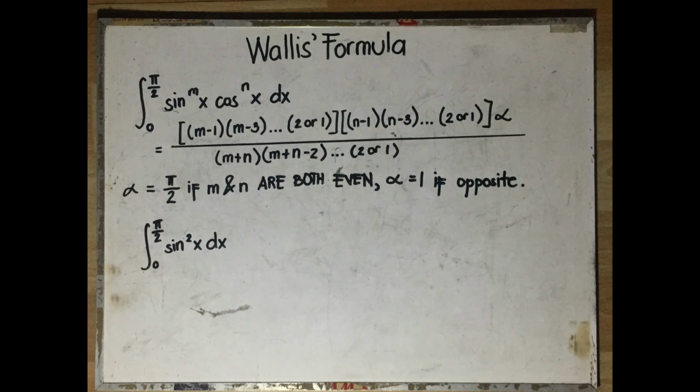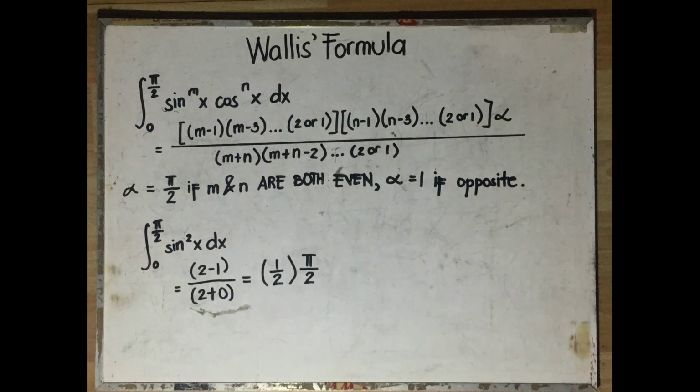Here comes the first example. The integration from 0 to pi over 2 of sine x squared dx. First, you find the difference of m minus consecutive odd integers, which is the quantity of 2 minus 1, which is equal to 1, so we could stop here. Then over the sum of m and n, 2 plus 0, which is equal to 2, so we can stop here, is equal to 1/2 times pi over 2, which gives us the final answer of pi over 4.